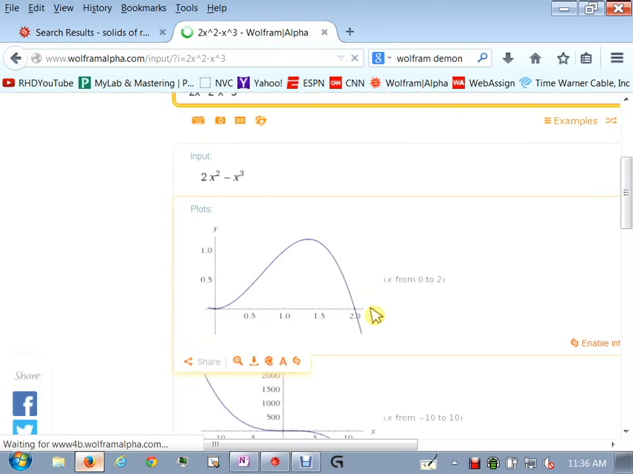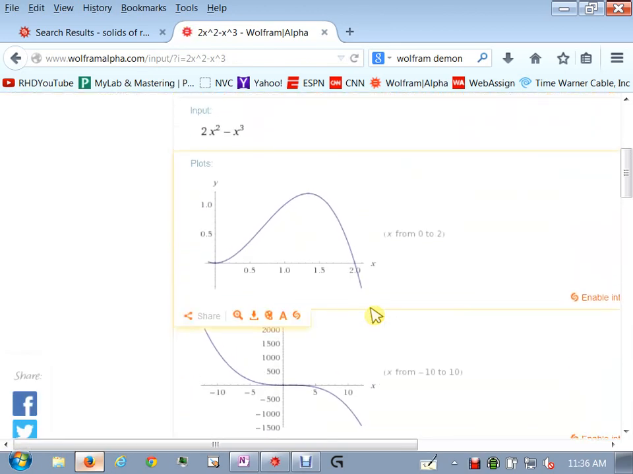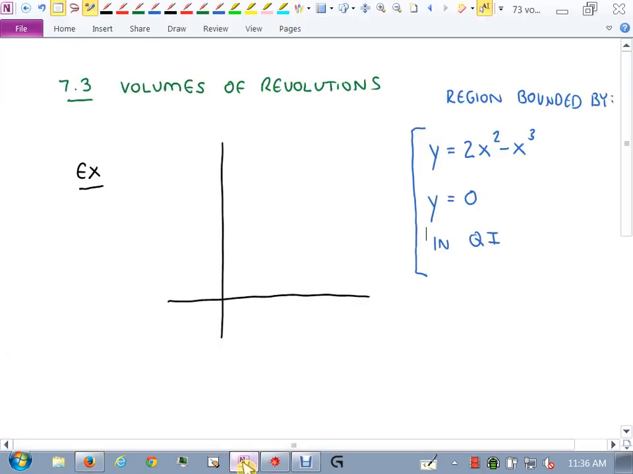There it is. Oh, look at that. Perfect. This is the first quadrant right here, isn't it? That's the picture of it. So I'm going to go back here. It does something like this. It comes in here, it goes up, and it comes back down.